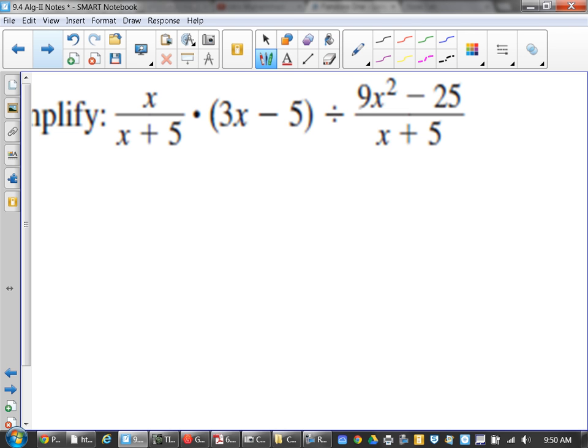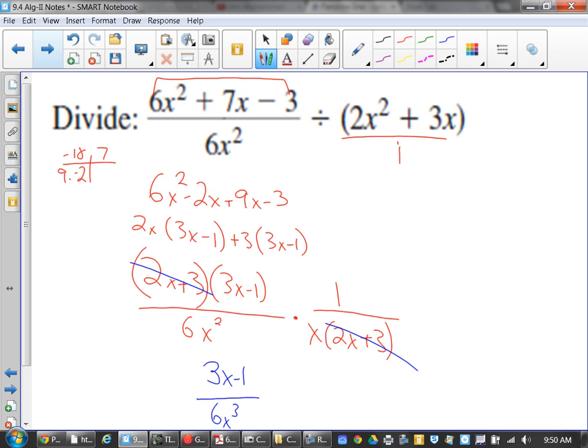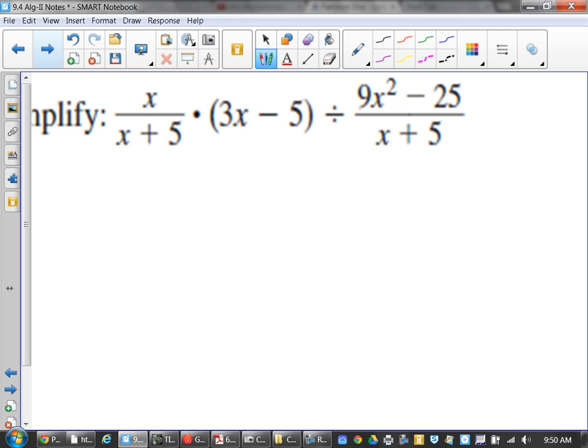It's 3x minus 1 over 6 cubed. Okay, well, that's your check. Go back. Do this one.